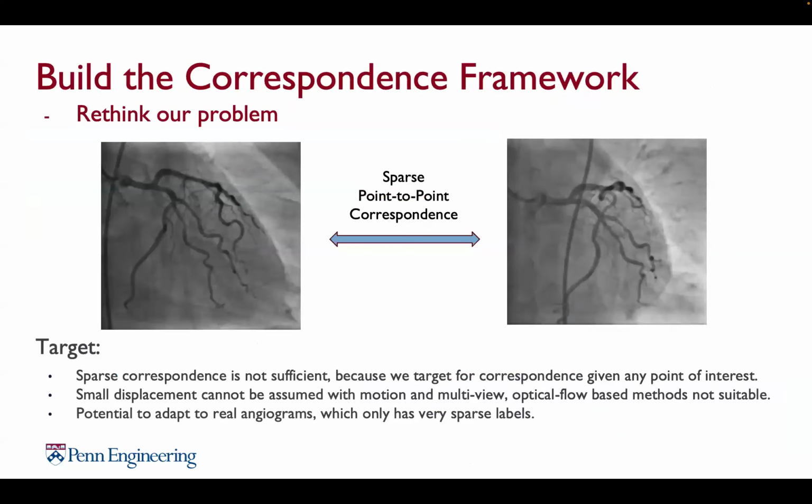So the solution here is to use something called a query key paradigm for sparse correspondence, where you have two images and you click on a point in the first image, which is the query, and you obtain a prediction in the second image. And this you can do densely for every point in the first image, right? So you have the best of both worlds in terms of sparse and dense correspondence. And this is a design decision that is very important for adapting to real angiograms, which we will collect later and which are very likely going to have sparse annotations instead of dense annotations, right?